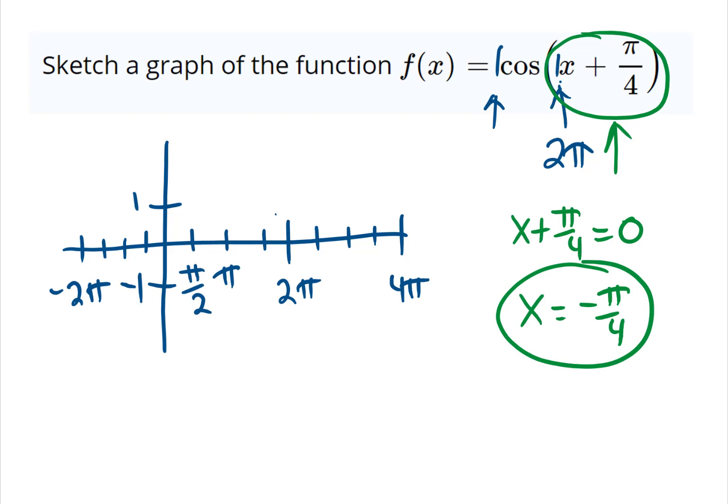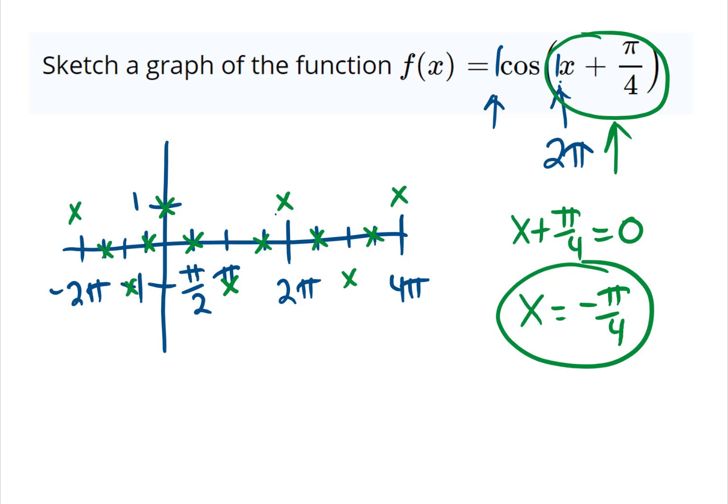Now the way I like to do phase shifts is I like to mark where the function would have been without the phase shift and then shift all the points. So this without the phase shift is just cosine x. Cosine of 0 is 1. I'm going to put an x there, not a dot, because that's not a point on the graph for our answer. It's a point on just the cosine x graph. So every fourth of a period, I've either got an intercept or a max or a min, so I'm putting x's where those would be if it was cosine x.